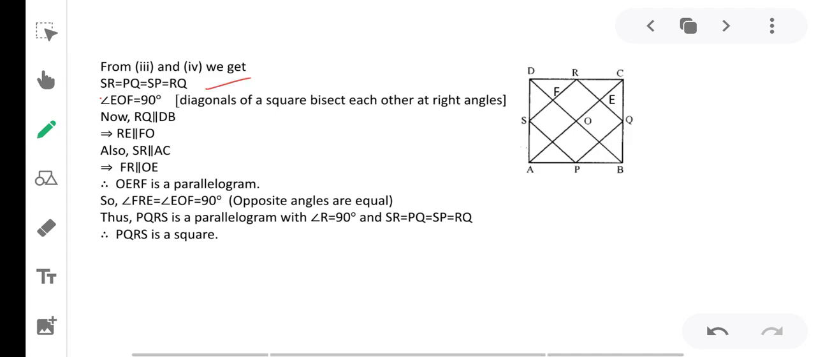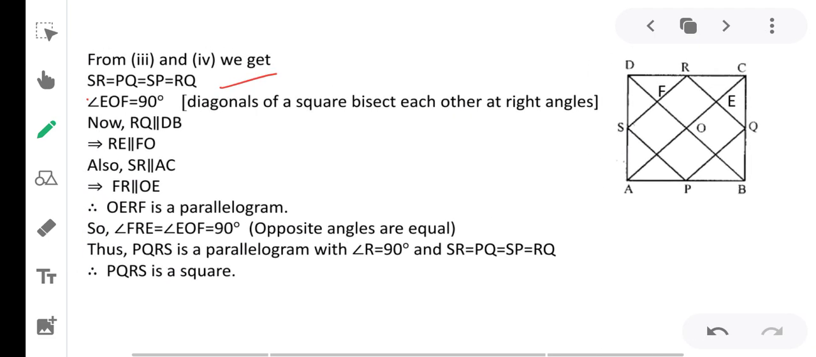Now you have to prove that any one angle of this quadrilateral is 90 degrees. Then you can say this is a square. Clear? So angle EOF equal to 90 degrees, because diagonals of a square bisect each other at right angles. Okay, so angle EOF equal to 90 degrees. Clear?